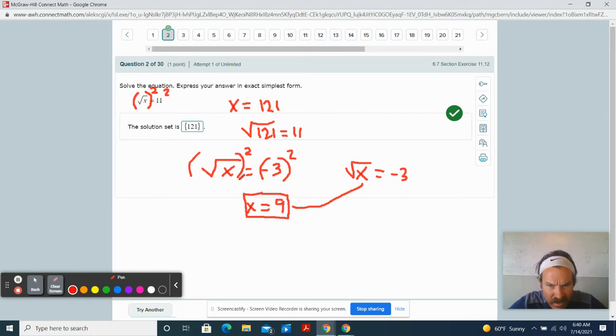Sometimes when you square both sides of an equation, you get these fake solutions. There are no solutions to this equation. But by squaring both sides, we got a solution, which is called an extraneous solution or a fake solution. So you've got to be careful to check your answers to make sure you don't have a fake solution. What makes it fake is the negative over here.